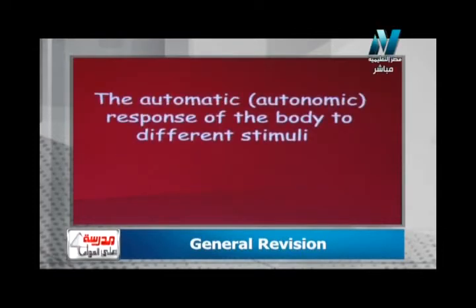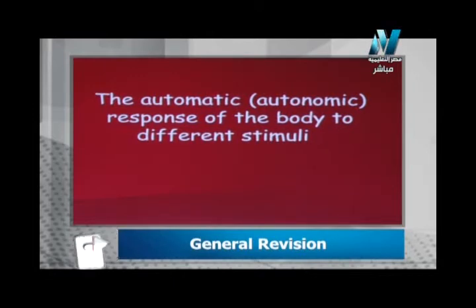Another question, the automatic or autonomic response of the body to different stimuli. Again, the automatic response, الاستجابة التلقائية من الجسم to different stimuli لأي مؤثر خارجي. stimuli معناها مؤثر أو مؤثرات، والمفرد منها أو السنجلر منها stimulus، ودي كلمة لاتيني ما بتخضعش لقواعد الإنجليش. أوكي؟ stimuli معناها مؤثرات، ومؤثر واحد بس يعني stimulus.